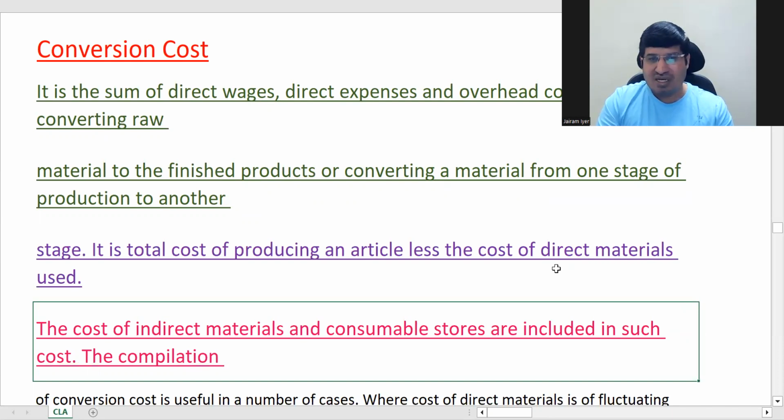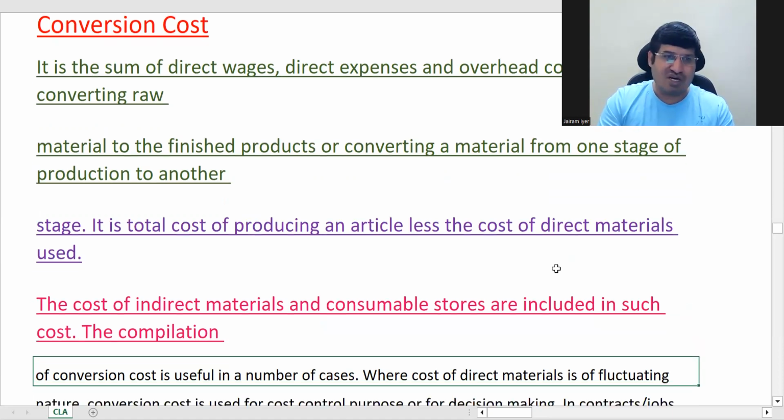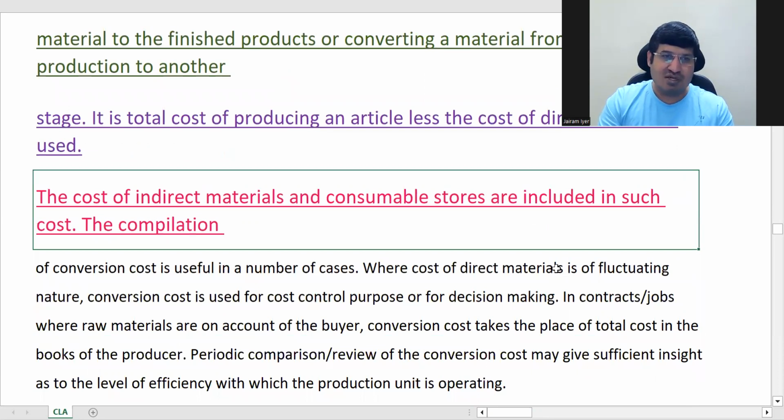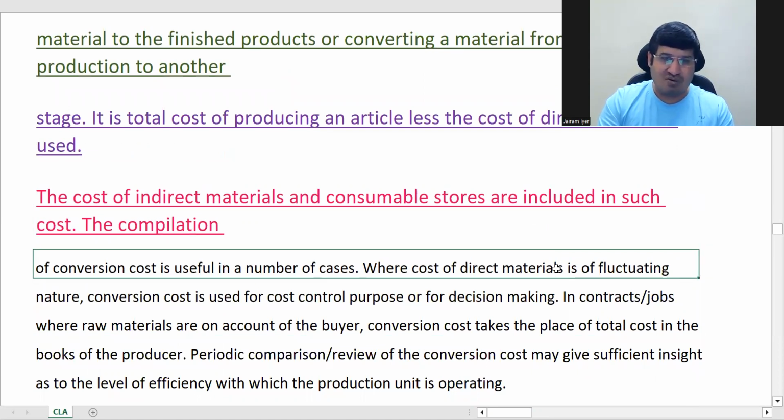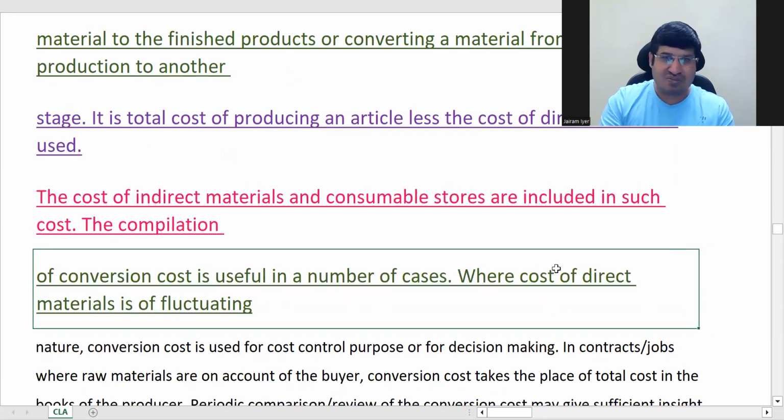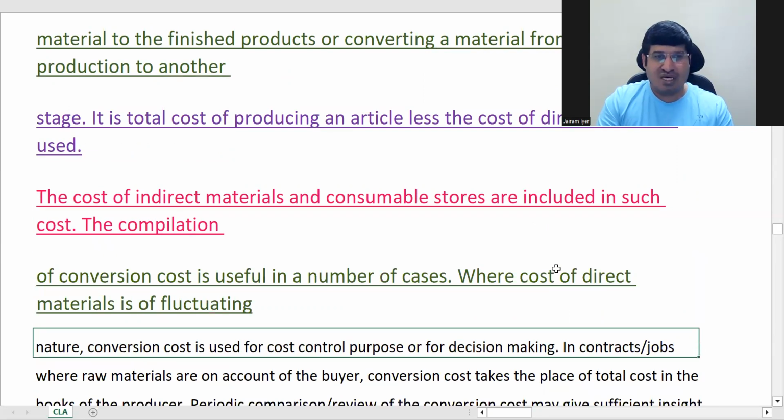So indirect materials, consumable stores, everything is included. When we talked about conversion cost, we didn't talk about excluding anything. Whatever cost, direct or indirect, which you are using to convert raw material to finished product, all cost will be included in conversion cost. The only thing you will not include is material.